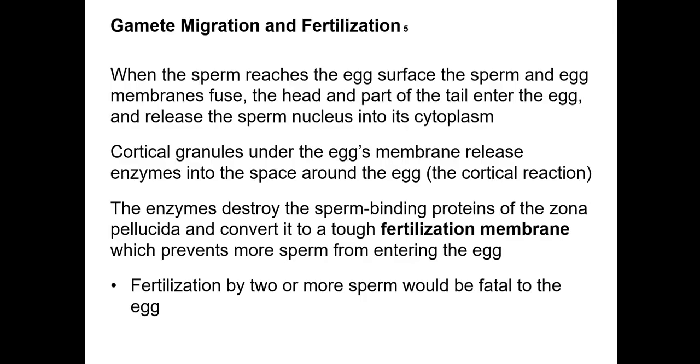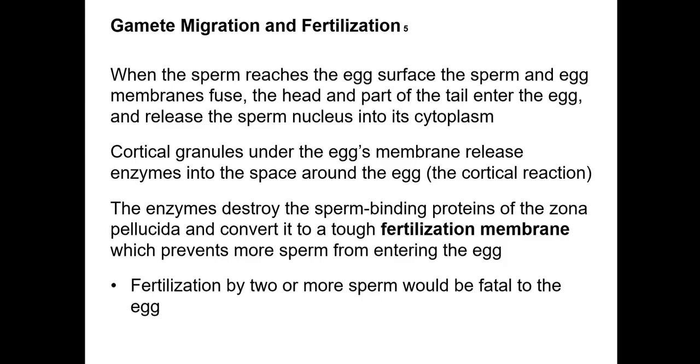So once the sperm cell reaches the surface of the egg, then those membranes of the two cells can fuse. The head and part of the tail of the sperm can enter the egg and release the nucleus into the egg cytoplasm. And at that point, this is when fertilization is actually occurring, and the DNA of those two cells can merge together to create that zygote.